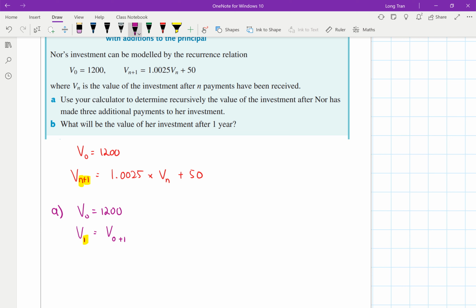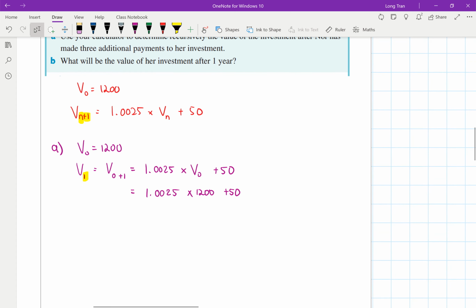True? Now, if I'm following the formula, then it's 1.0025. And since N is 0, I'm now multiplying V0 and then plus 50, which in our calculator would be 1.0025 times 1,200 plus 50, right? Now remember, we can do this over and over, but it takes a long time to do.